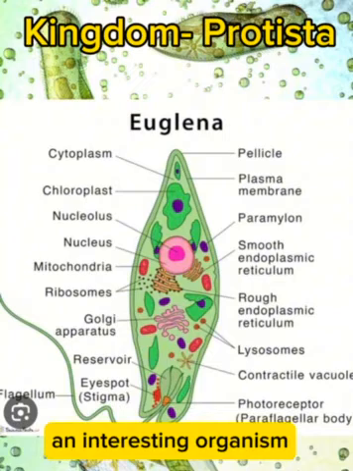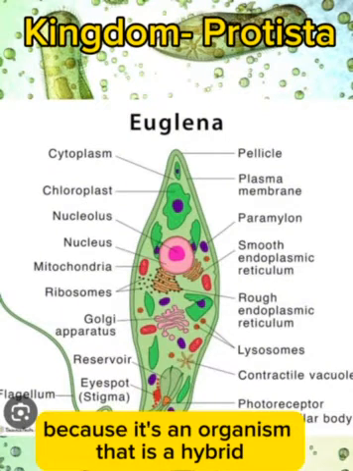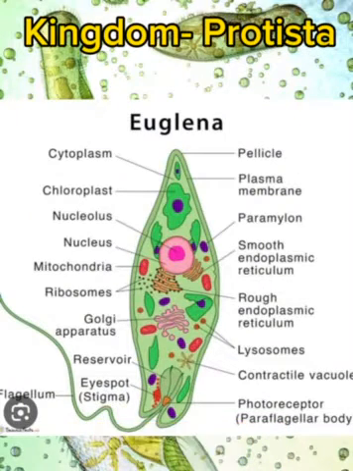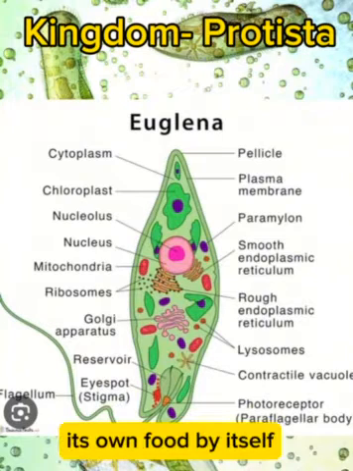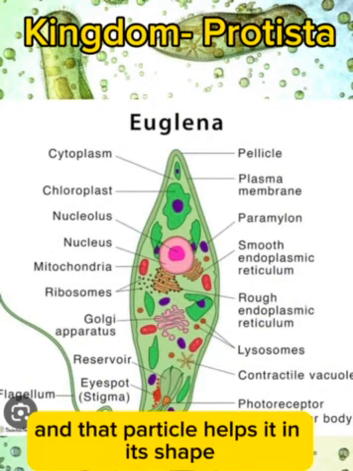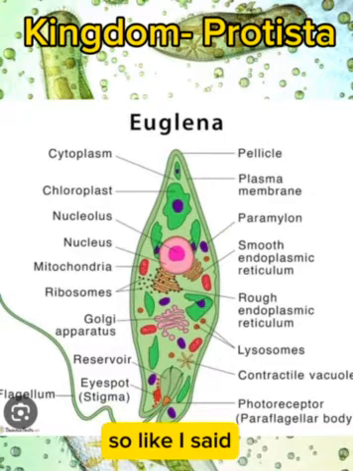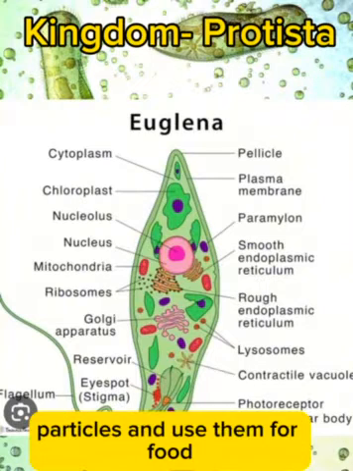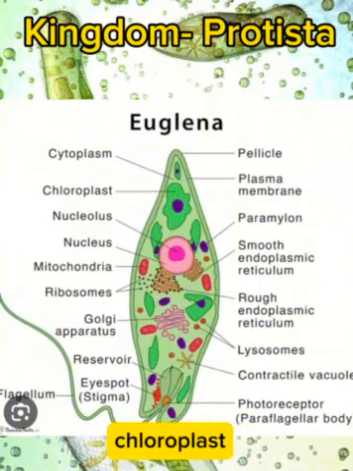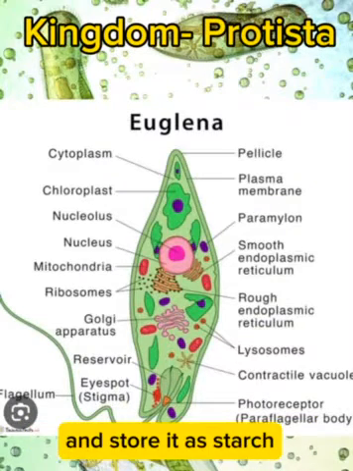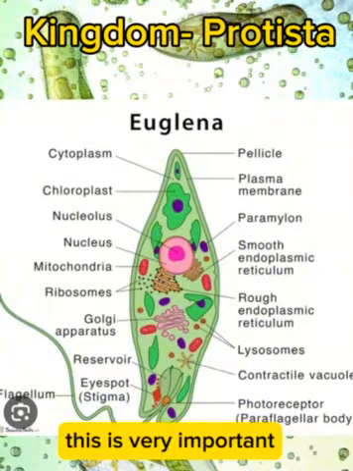Now, Euglena is an interesting organism because it's a hybrid between heterotroph and autotroph. It can feed on organisms by itself, and it can also generate its own food by itself. It has a pellicle also, like the paramecium has, and that pellicle helps it in its shape and structure. So like I said, the euglena can be holozoic in nature. It can swallow particles and use them for food, or it also possesses chloroplast that carries chlorophyll. So it is also able to produce its own food and store it as starch. This is very important.